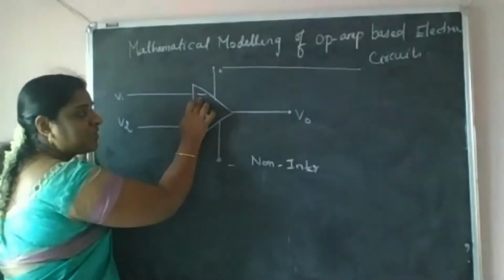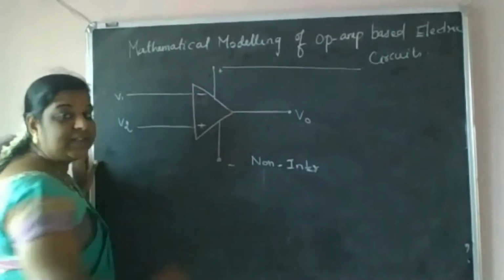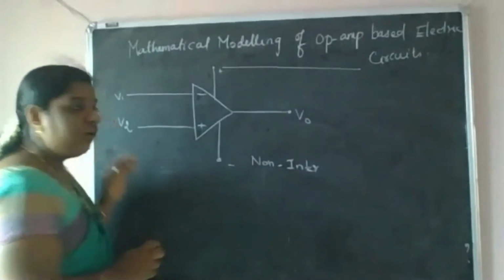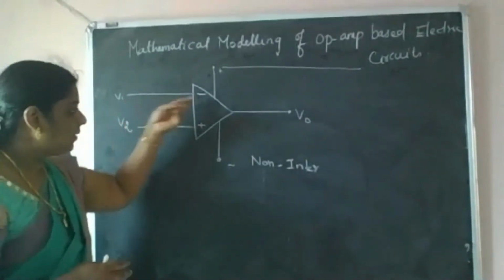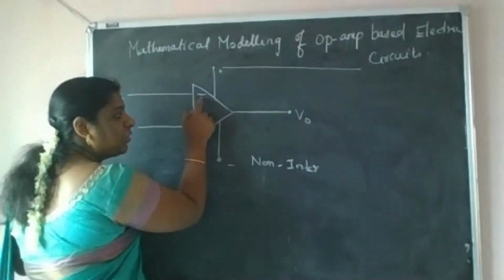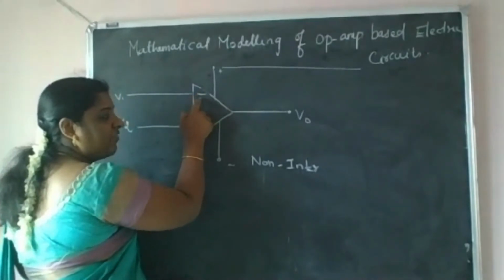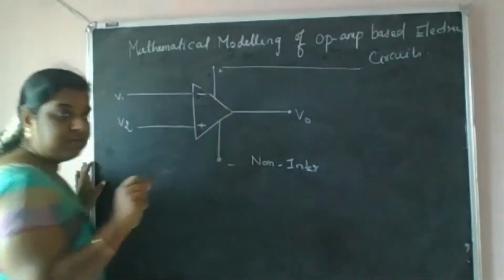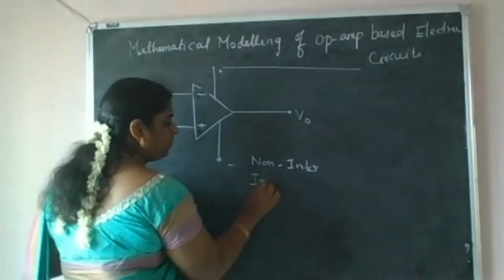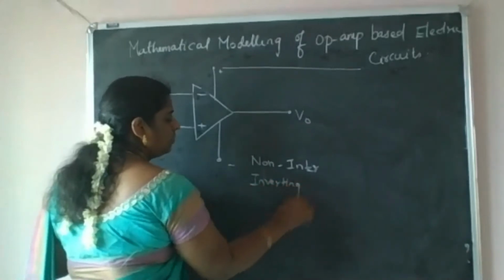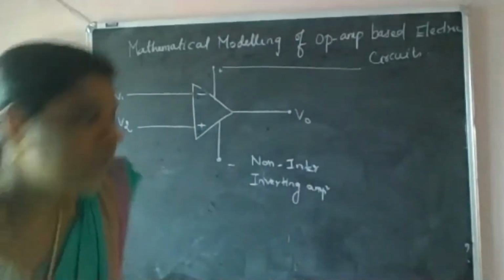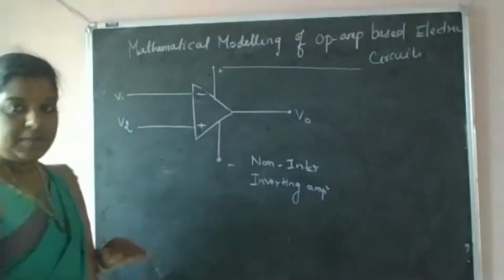If the input is connected to the negative terminal, then this type of circuit is called an inverting amplifier. For example, if you are connecting 5 volt to this terminal, it will give us minus 5 volt. So if you are connecting the input to the negative terminal, then this type of network is called the inverting amplifier. So now we can see the transfer function for the inverting amplifier.